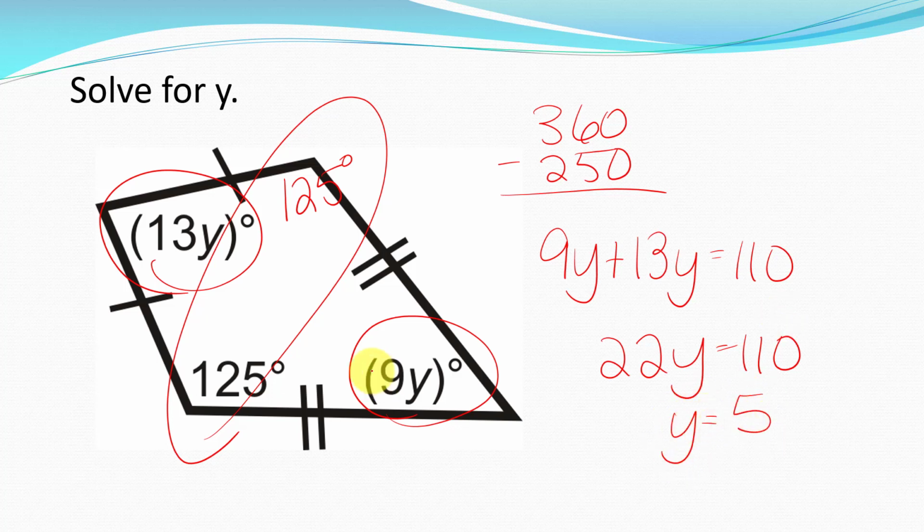And I can then find the actual angle measure, right? 9 times 5 is 45. And then 13 times 5 is 65. So this angle would be 65, and that one would be 45.